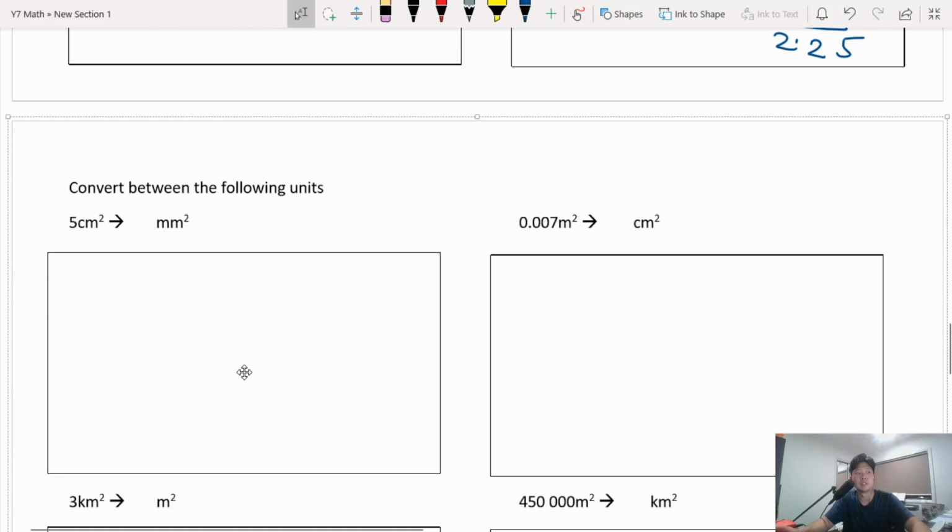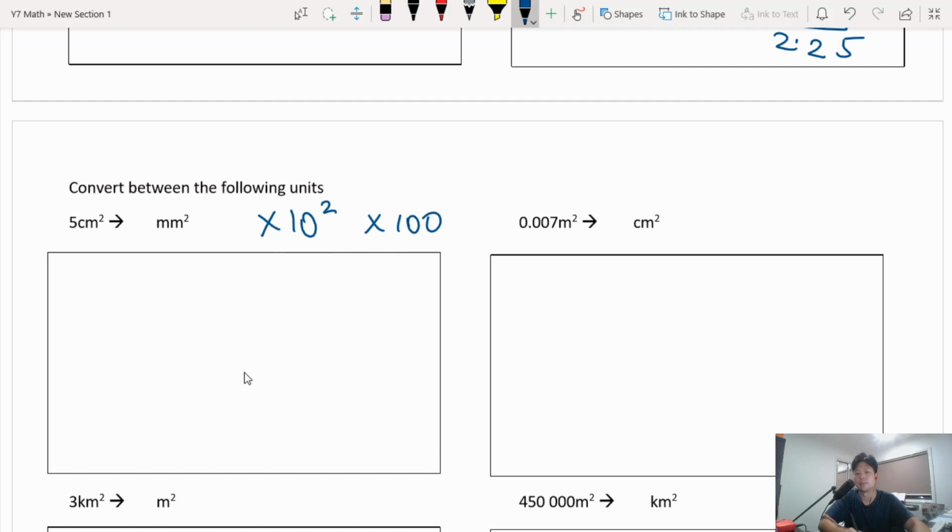Alright, so 5 centimeters squared to millimeters squared. We're going to need to convert between the two. We're going to need to multiply by 10 squared or multiply by 100. They're the same thing. So 5 times 100 gives us 500 millimeters squared.